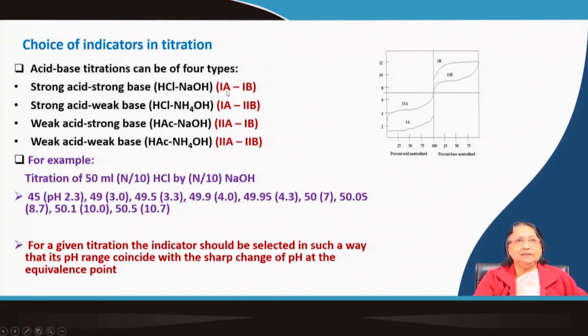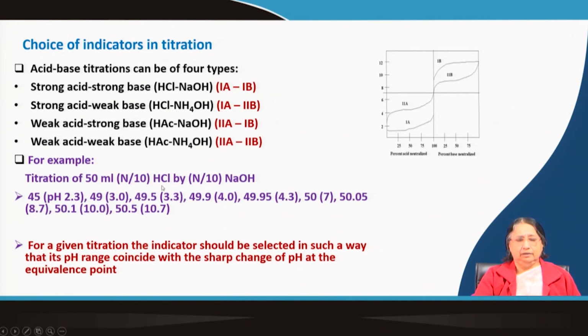Strong acid versus strong base may be HCl versus NaOH. Strong acid versus weak base, maybe HCl versus ammonium hydroxide. Weak acid versus strong base, maybe acetic acid versus NaOH. Weak acid versus weak base, it may be acetic acid versus ammonium hydroxide. So, there are so many different kinds. Then how will you choose which indicator for these titrations? With an example it is shown.